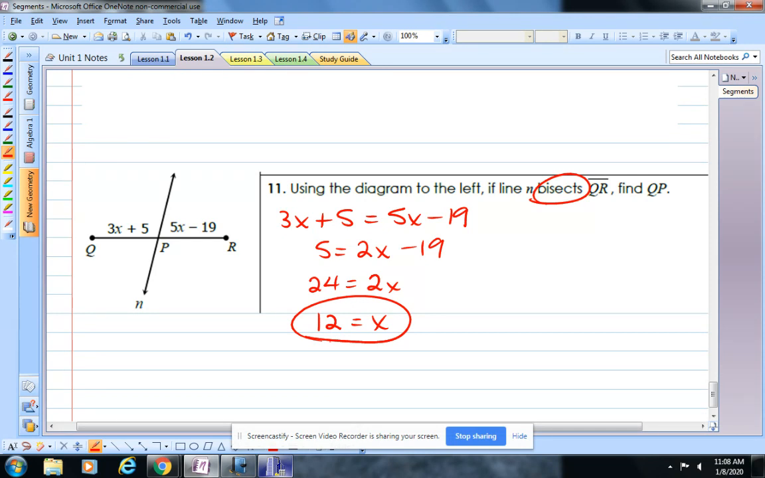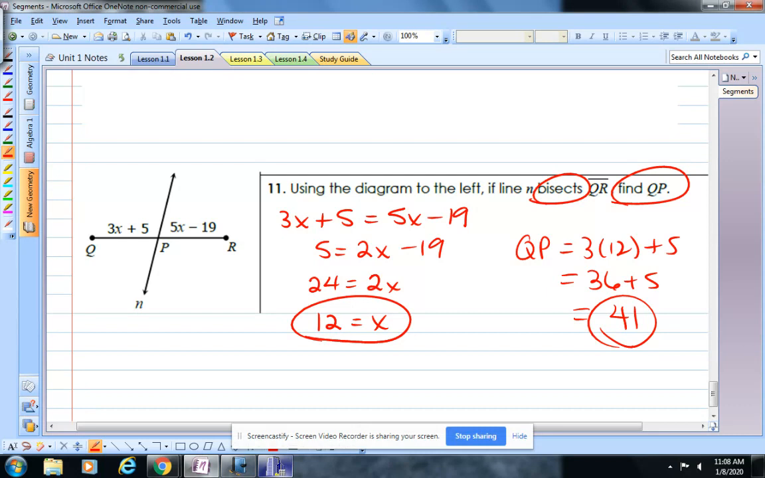Did y'all get 12 for X? All right, so what does it want us to find? The length of QP. So QP is going to be 3 times 12 plus 5. What's 3 times 12? Plus 5 is 41. What's the length of PR? What's the length of QR? 82. Very good.